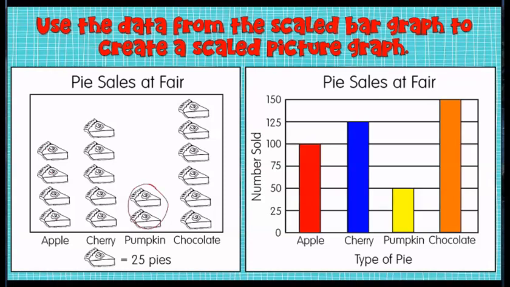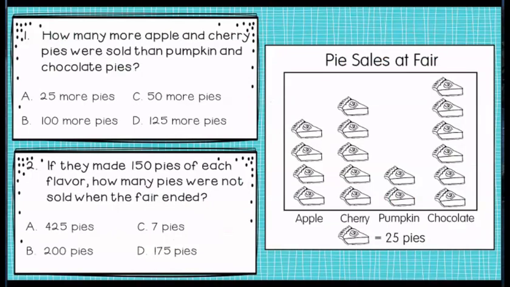And for our chocolate pies, we would have, let's see, $1.50. So $1 would be 4 quarters, and 50 cents would be 2 quarters. So 6 quarters would equal $1.50. And let's see, 1, 2, 3, 4, 5, 6. And we have 6 pies. All right, let's answer some questions about our pie sales.